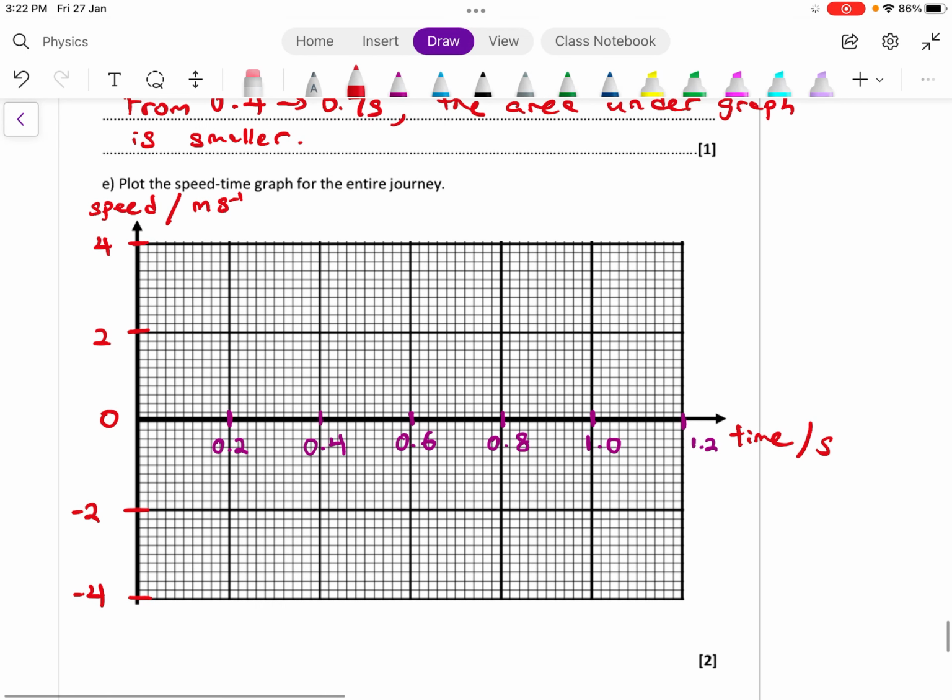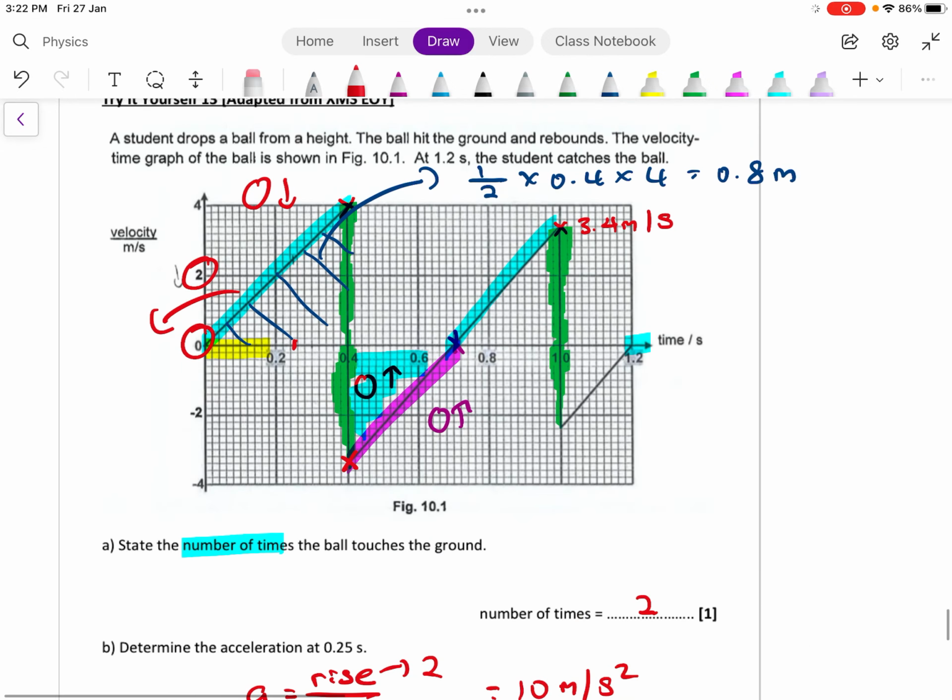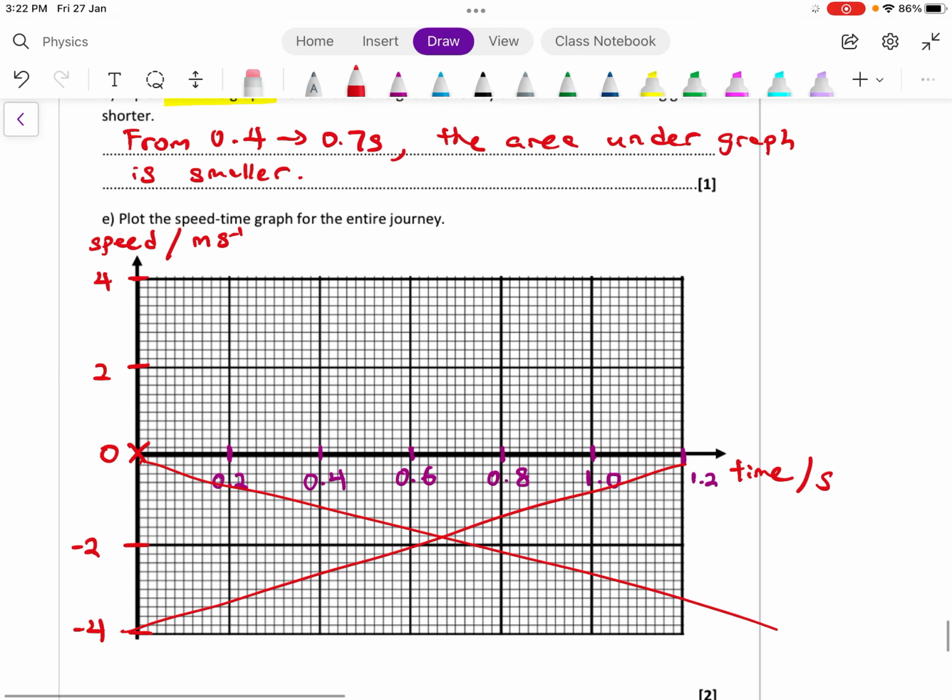Okay, so part E will be the last part of the question: plot the speed-time graph for the entire journey. For the speed-time graph, every time you see one, you can just ignore the negative region. You just focus your attention on the positive region of the graph. So same thing, I drop the ball. At the start it is 0 meters per second. Before I hit the ground at roughly 0.4 second, I will reach a speed of 4 meters per second.